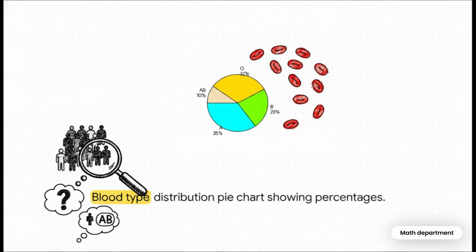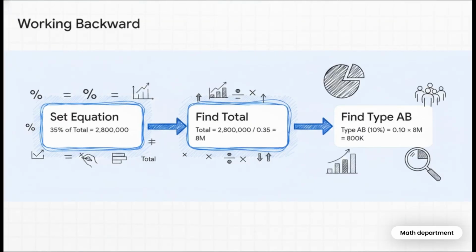Here's the problem we're given. We are told that blood type A, which is 35% of the chart, represents exactly 2.8 million people. Our job is to figure out the total number of people surveyed, and from that, figure out how many people have type AB blood. Let's see a quick trick for reverse engineering this. Watch as we set up the algebra.